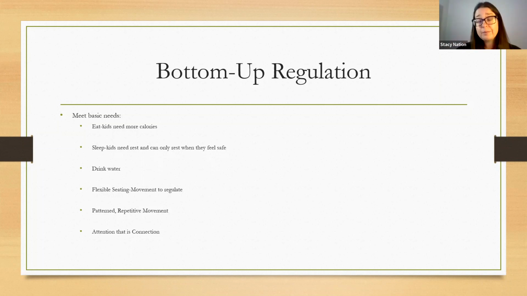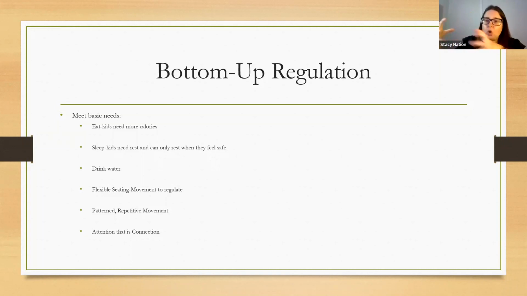And we also want to remember kids who seek attention need connection. So attention is like, hey, I see you. Connection is like, what do you need from me? How can I support you? Okay, connection is a deeper piece. And those kids who are constantly seeking that need connection, not just attention.